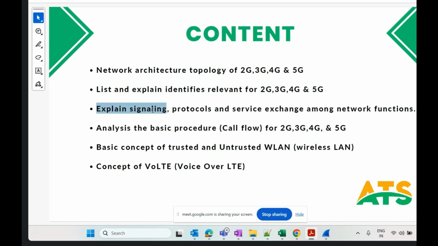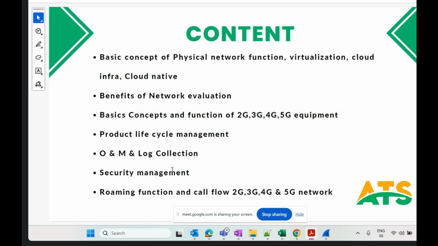And then again explain the signaling, how the signal flows, protocols, service exchange among network functions. Analyze the basic call procedure, I mean the call flow of 2G, 3G, 4G, 5G, and how trusted and untrusted wireless networks are attached with the mobile technology, the concept of voice over LTE, and the basic concept of physical network function, virtualization, cloud infra, cloud native. Because now the telecom is over the cloud, there are no physical devices in 4G and 5G.